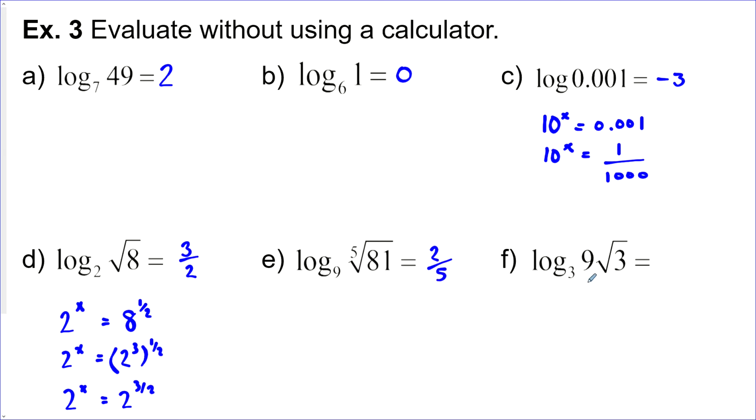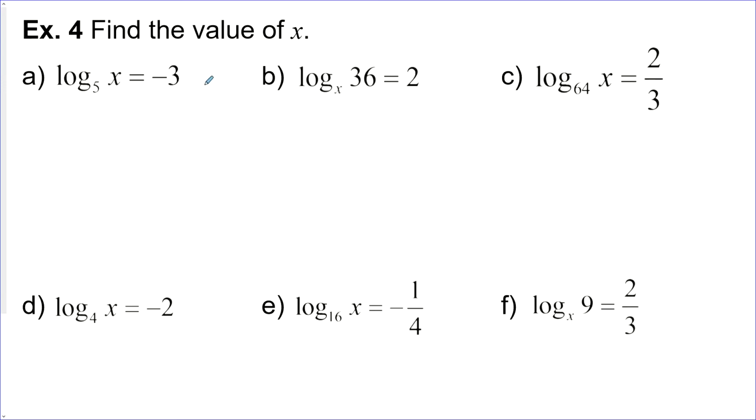What about this one? This one's a bit messier because there's two parts to this log argument. So let's say 3 to the power of x is equal to 9 root 3. Now 9 can be written as 3 squared, and root 3 can be written as 3 to the power of 1/2. Now we add these exponents because they have the same base. So 3 to the power of x is equal to 3 to the power of 2.5. Now we see that x, the answer that we were looking for, is 2.5. Or you can write 5 over 2 if you prefer a fraction.